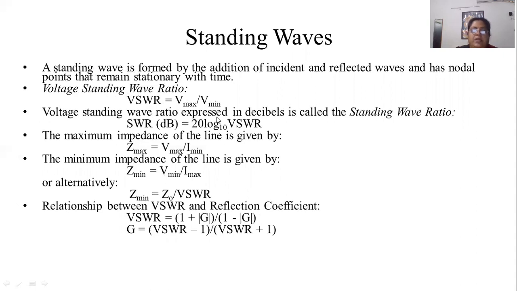Voltage standing wave ratio expressed in decibels is called the standing wave ratio, and it is equal to 20 log10 VSWR. The maximum impedance of the line is given by Vmax upon Imin. The minimum impedance of the line is given by Vmin upon Imax, or Zmin is equal to Z0 upon VSWR. Relation between voltage standing wave ratio and the reflection coefficient is given by the formula VSWR = (1 + |Γ|) upon (1 − |Γ|), or Γ is equal to (VSWR − 1) upon (VSWR + 1).